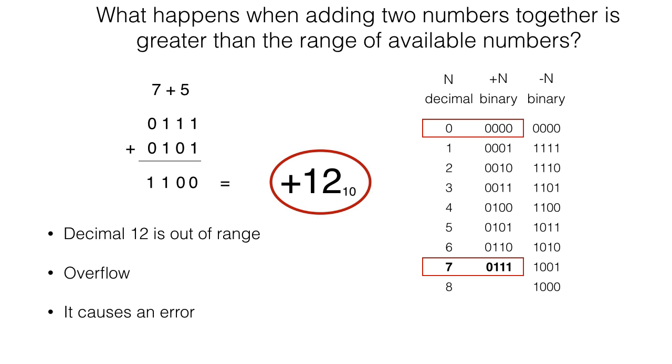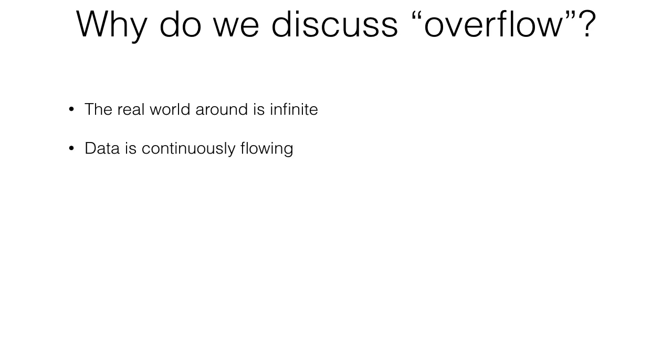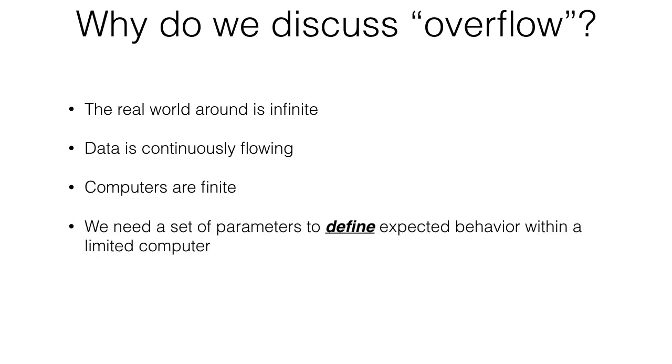You want expected data. So why do we discuss that overflow? Because the real world around us is infinite. Data is continuously flowing. Computers are finite. We've already discussed this. So we need a set of parameters to define expected behavior within this limited computer, this limited mechanical machine. If we tell it to add 7 plus 5 and there aren't enough numbers available to it, it better come back and tell us, nope, error. And that's what it's doing.